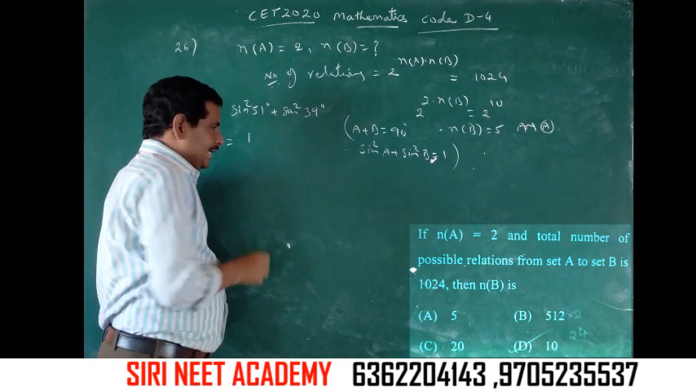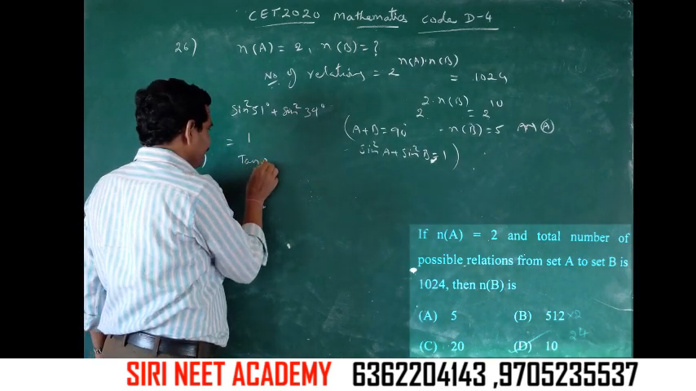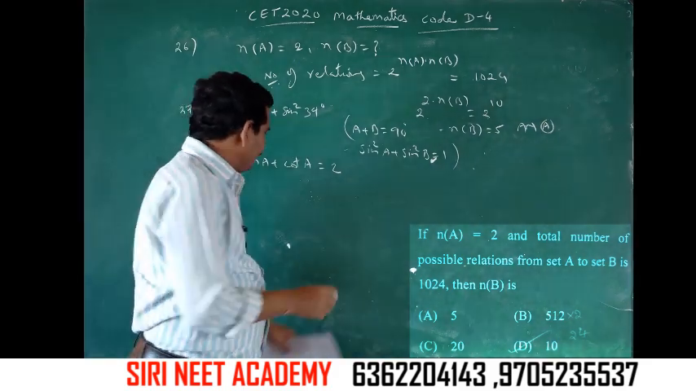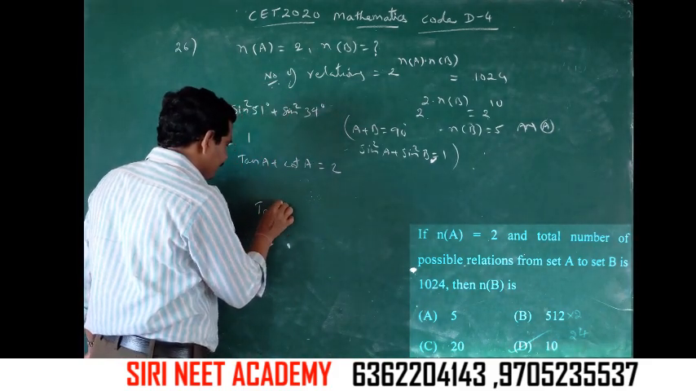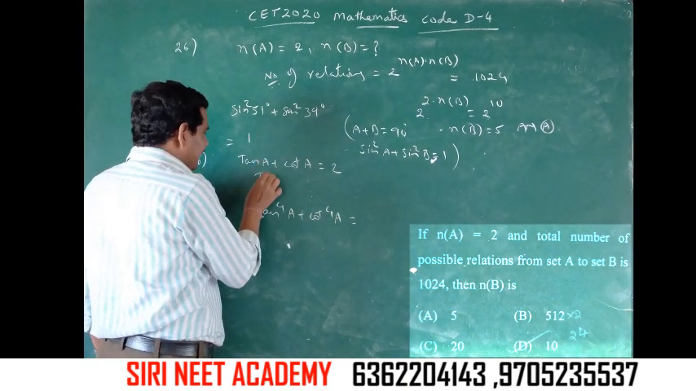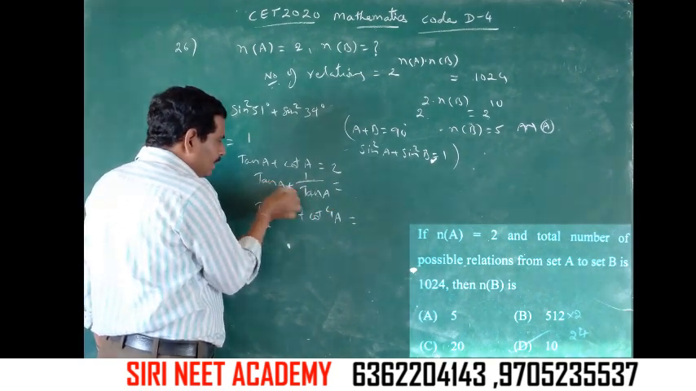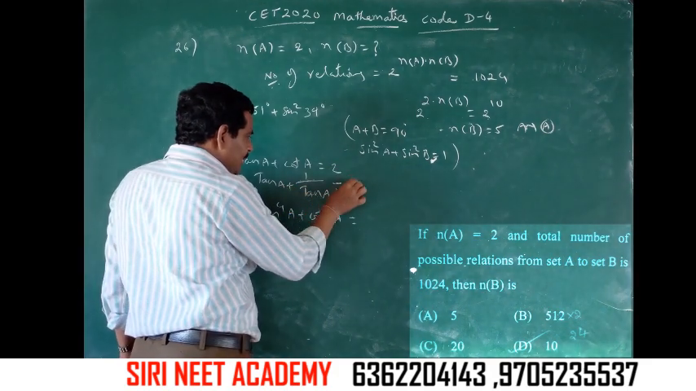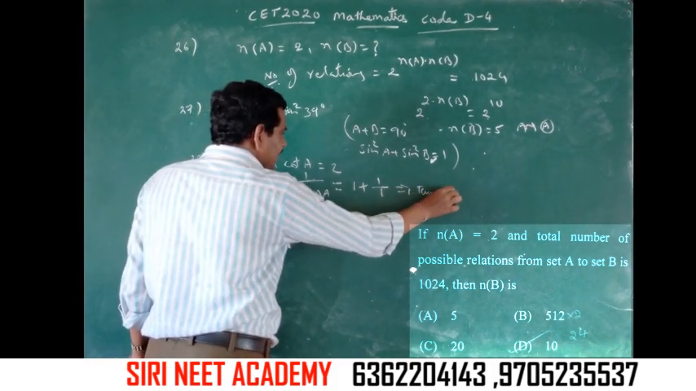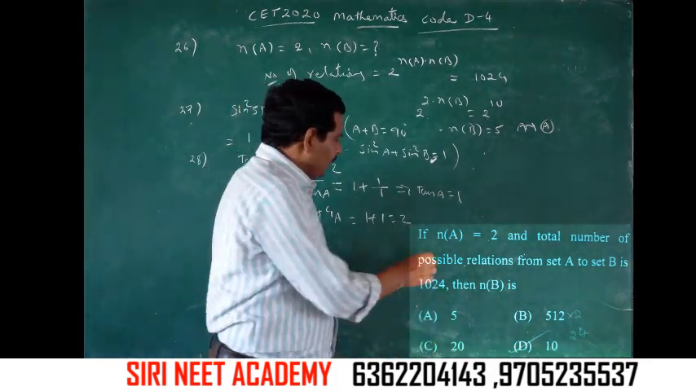Now question number 28. Tan A plus cot A is equal to 2. Then what is the value of tan power 4A plus cot power 4A? Here cot A means 1 by tan A, a number plus its reciprocal expressed as 2, 1 plus 1 by 1, it means the value of tan A is 1. So 1 plus 1, answer is 2. So option is D.